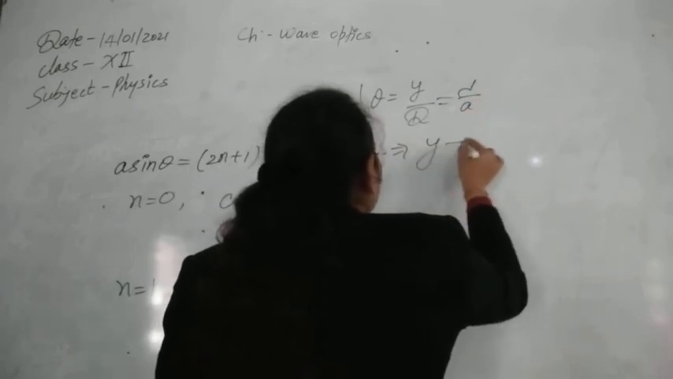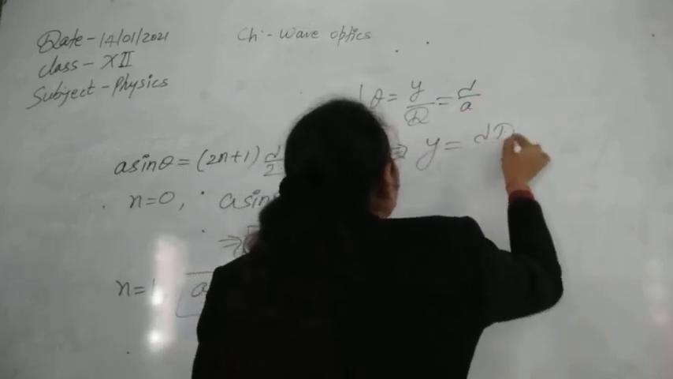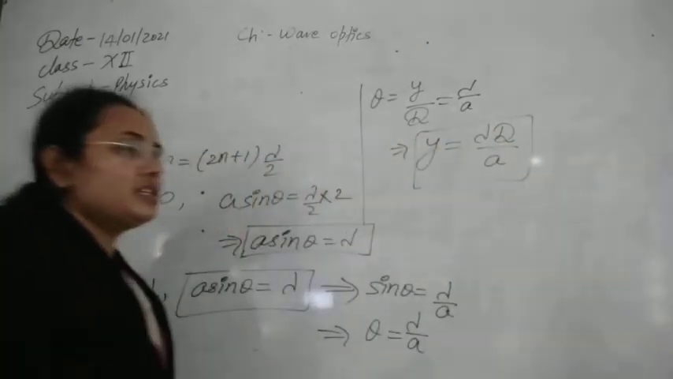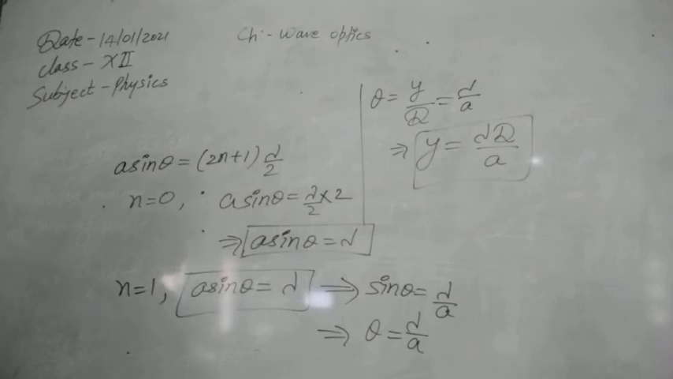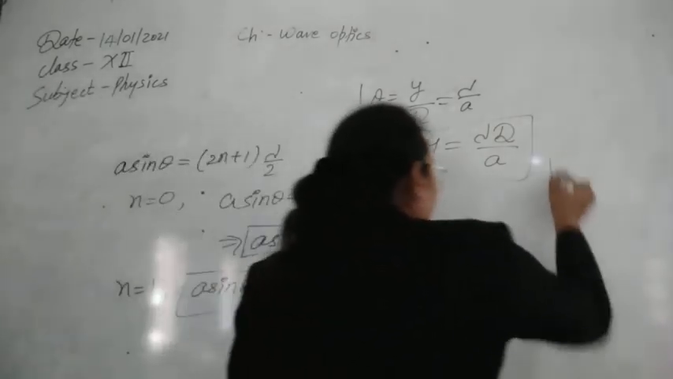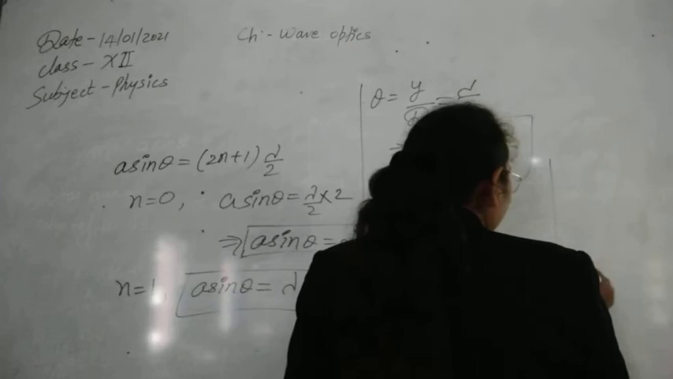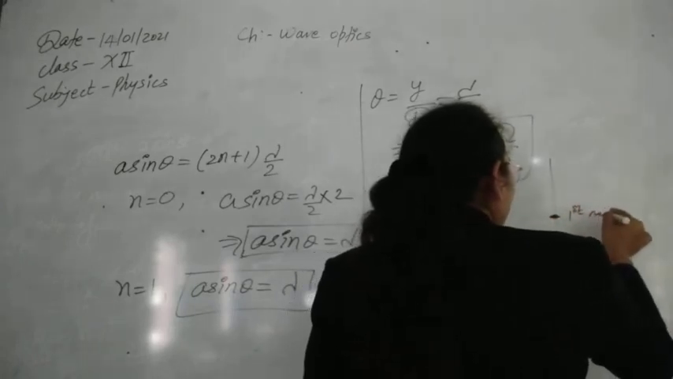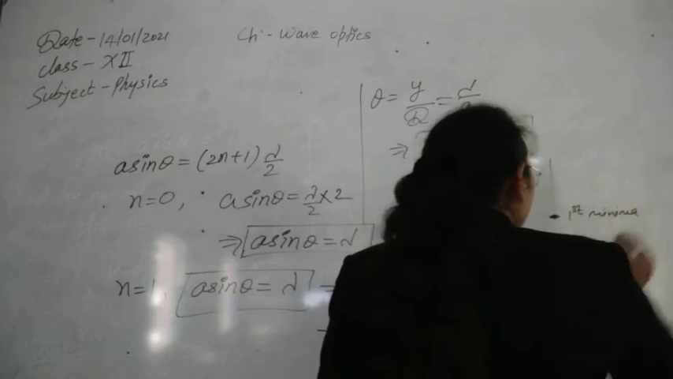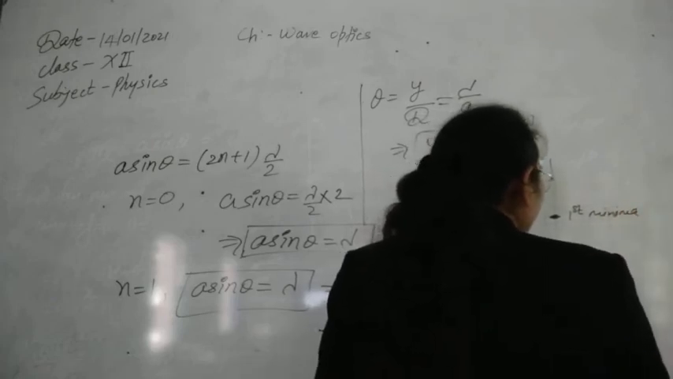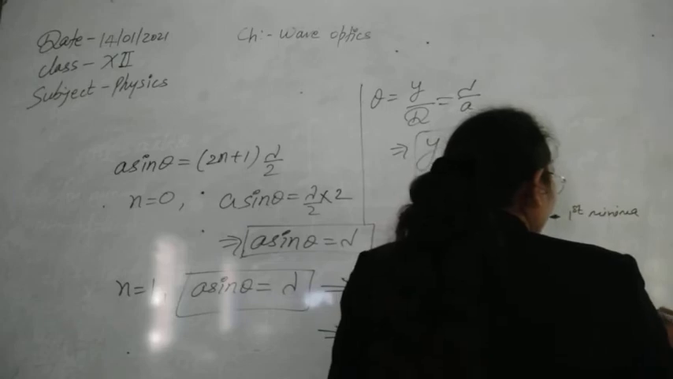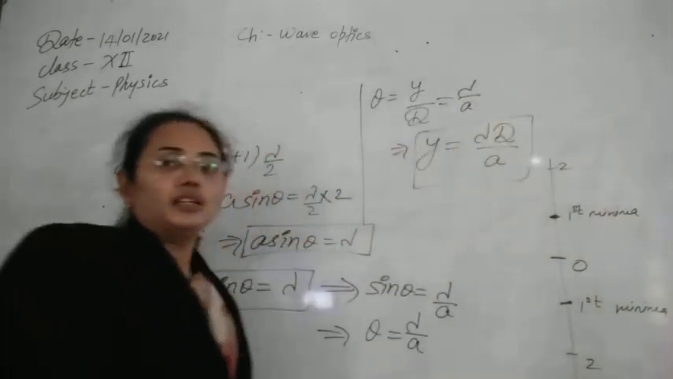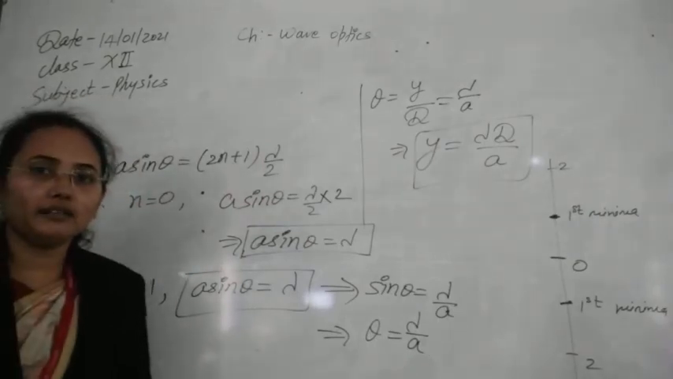Now we can calculate the distance of the maxima or minima point. This is now y is equal to lambda d by a. This is the width of the central maxima for one of the minima. Suppose this is our maximum position. This is the position of the first minima on this side, and this is the position of the first minima on this side. Again, this is the position of the second minima, and so on. In this space, this kind of pattern we are obtaining.